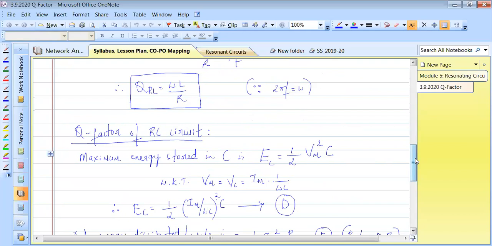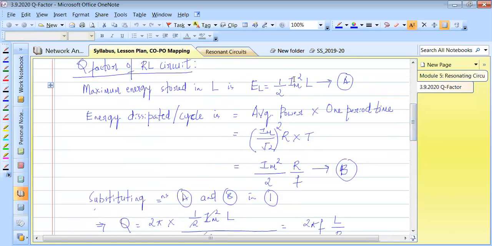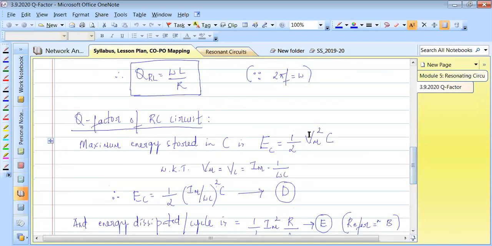So what is Im here? Im is the maximum current that is flowing through L, and Vm is the maximum voltage that is dropping across the capacitor. Understand that point? Now, since we are dealing with a series RLC circuit, the equations have to be in terms of current. So we have to write this Vm in terms of the current. What is Vm in terms of current? V is equal to IR. See here, this is IR.